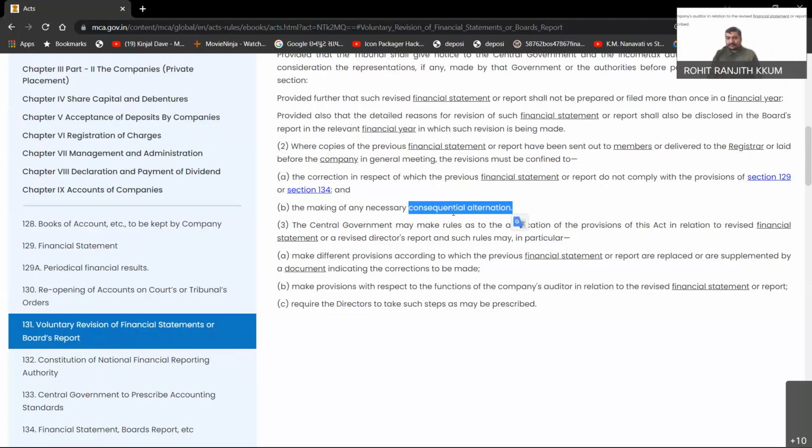See, this subsection number 3, it is not a process. It is the power given to the central government. The thing is, if the central government wants to make separate rules, suppose for revised financial statements, for revised board report, does it have the power or not? That is the question. So the answer will be absolutely yes, it has the power. And which section empowers the central government to have it? Answer would be section 131 subsection 3.